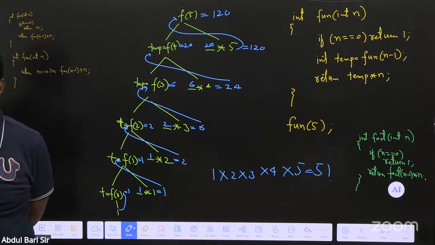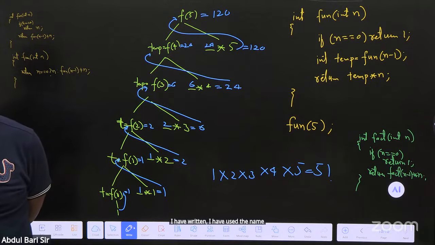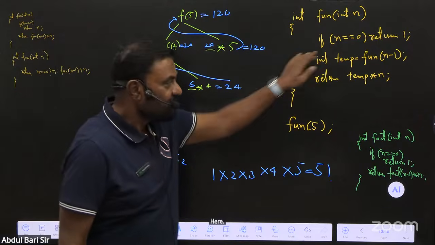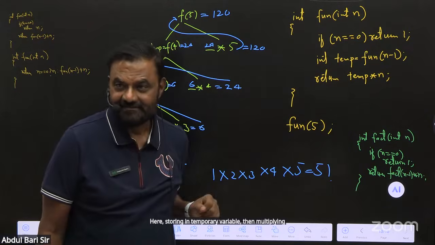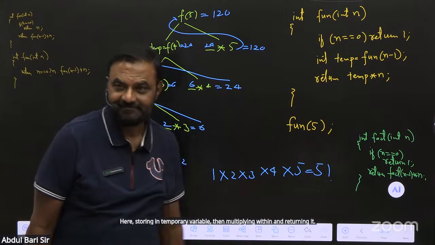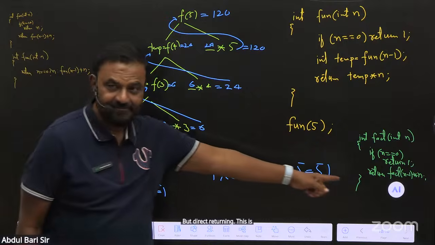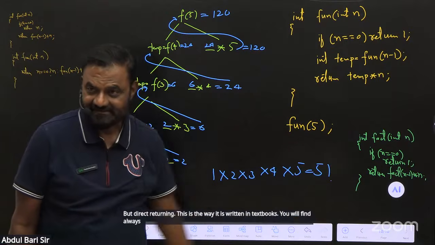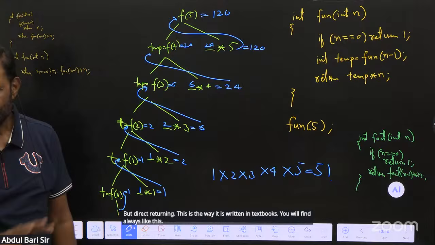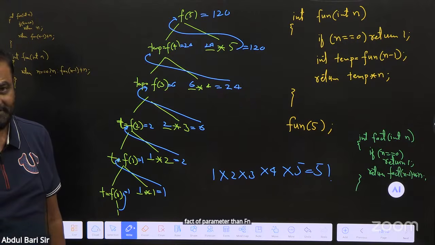Simpler version I have written. I have used the name fact to show it's factorial. Here, storing in a temporary variable, then multiplying with 10 and returning it. But direct returning. This is the way it is written in textbooks. You will always find it like this. Fact of n: if n is 0, return 1, else do this.